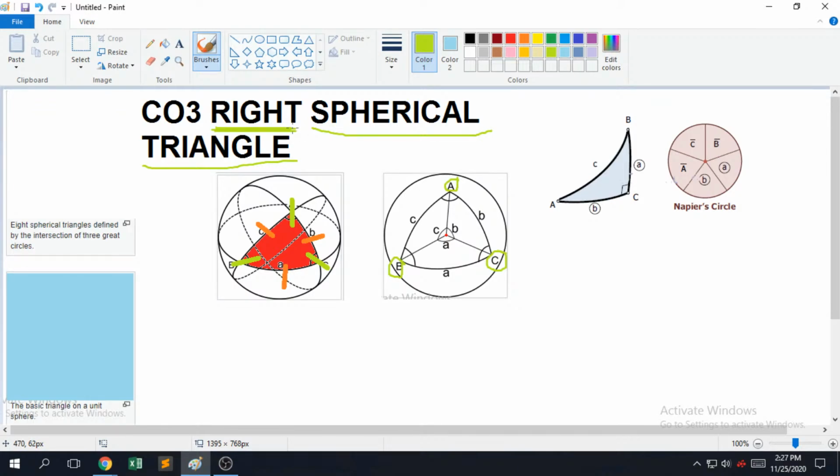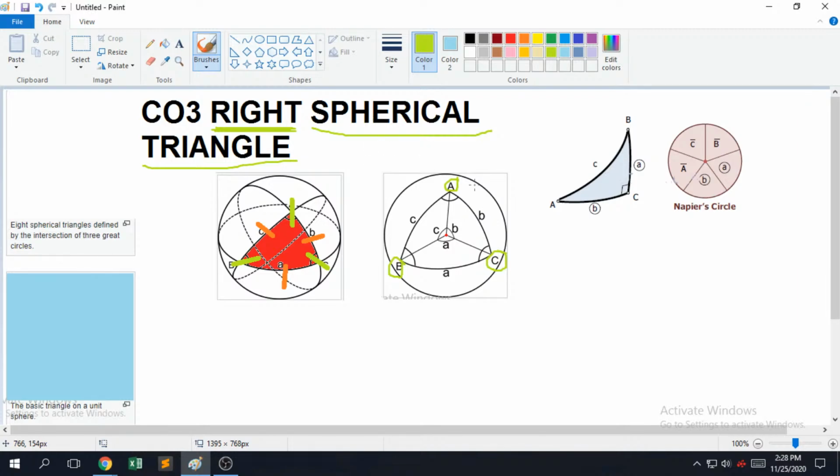A right spherical triangle has an internal angle of 90 degrees. Only one of the internal angles is 90. Take note that for a spherical triangle, it's possible that 2 angles are 90. It's also possible that 3 angles are 90. So if there are 2 or 3 90-degree angles, then that is not considered a right spherical triangle. To consider a spherical triangle as a right spherical triangle, it should only have one 90-degree internal angle.